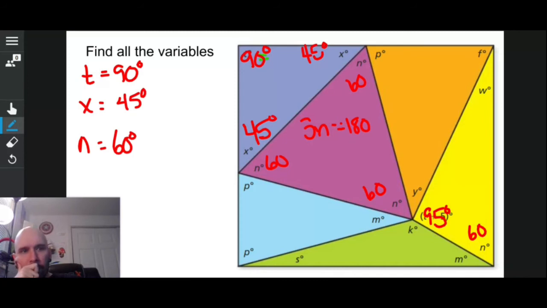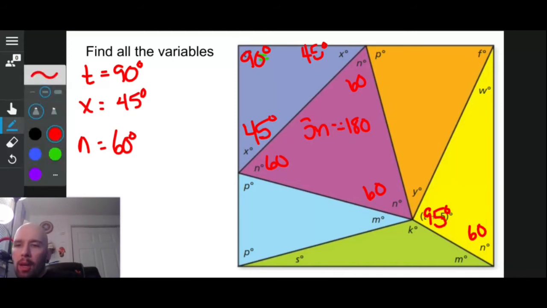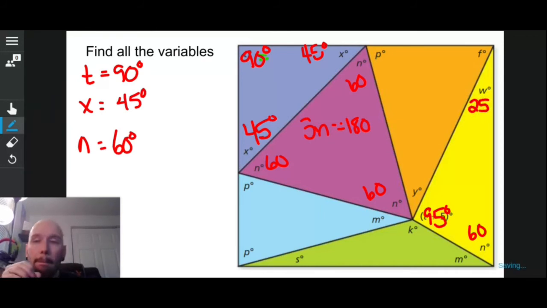Okay. If n is 60, then 60 plus 95 is 155, and 155 plus w is 180. So if I take 180 minus 155, that gives me w is 25. So are there any w's here that I can fill in? Nope. Nope. Nope. What else can I do?